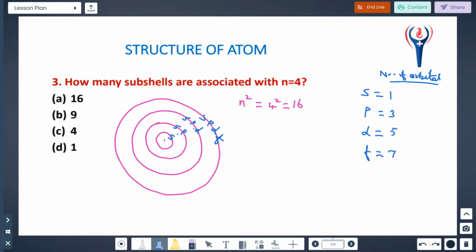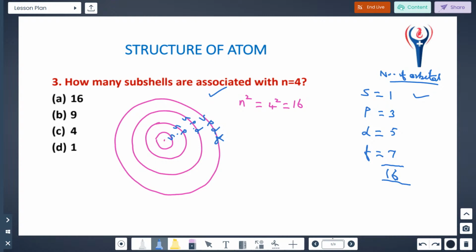So here, if n is equal to 4, the s orbital, p orbital, d orbital and f orbital are all present. They are asking how many subshells. Another name for orbitals is subshells. If you add all of these, we get 16. Understood? So this is also another method to find it out. Simple method: if n is equal to 3, it means 3 squared; n equal to 2 means 2 squared. This is the formula method.